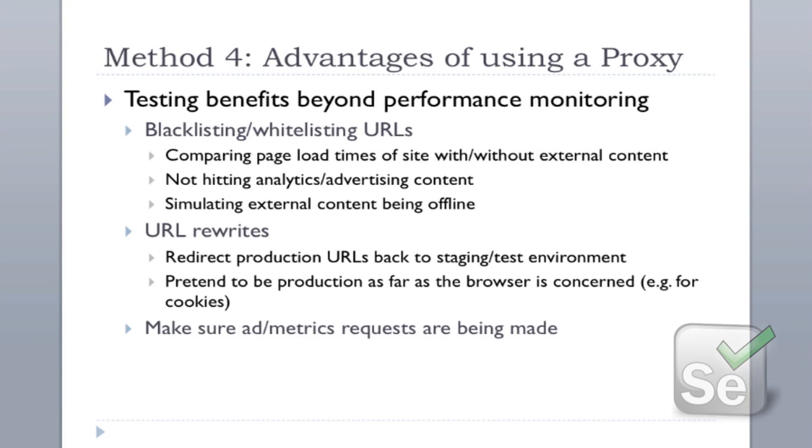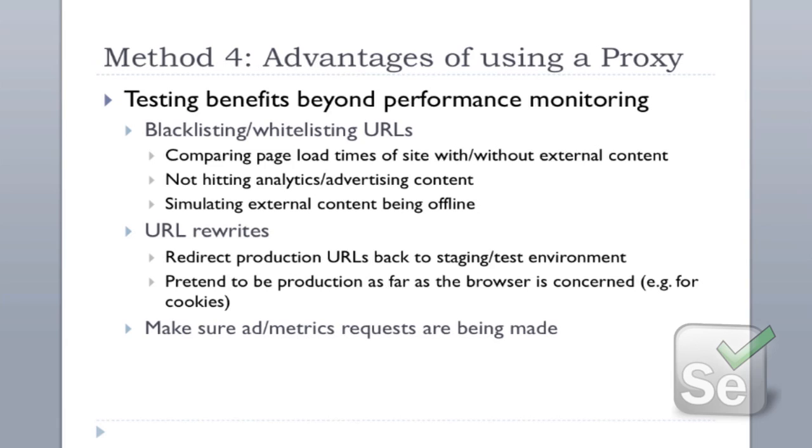If you don't want to get ad impressions or analytics when you're running your tests, which would be something you may want to do, you can blacklist those particular URLs so that they won't be made. So when the browser sends that request, the proxy just returns back status 200 OK or something, and the request is never made to the ad server.